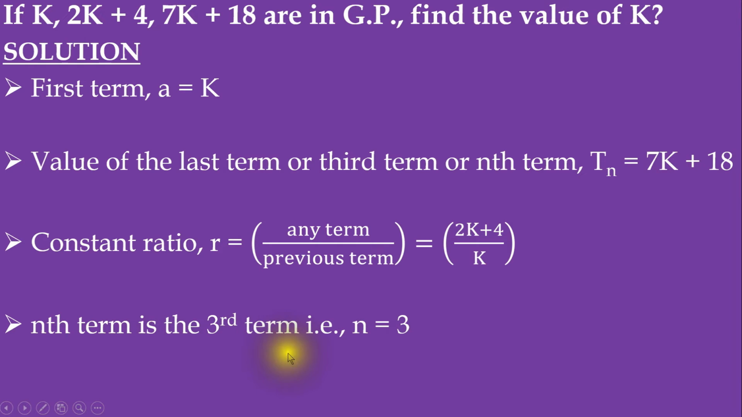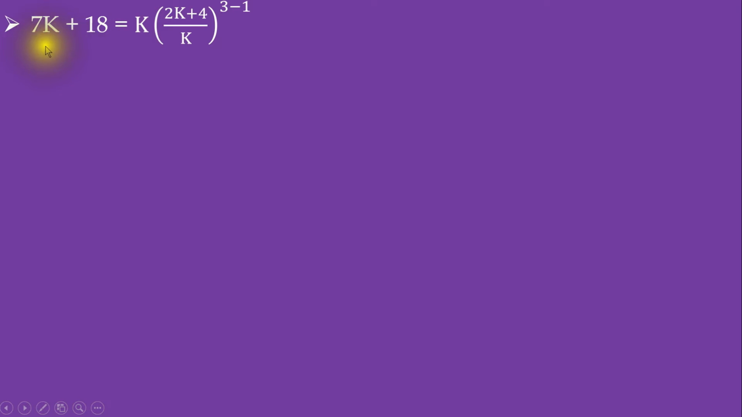Now we will find the value of k. Further, we'll use the formula of nth term or general term of geometric progression. And the formula is Tn is equal to a into r to the power of n minus 1. So in this formula, we know the values of Tn, a, r and n. So we can easily find the value of k. So the next step will be 7k plus 18 is equal to k into 2k plus 4 whole divided by k whole to the power of 3 minus 1.